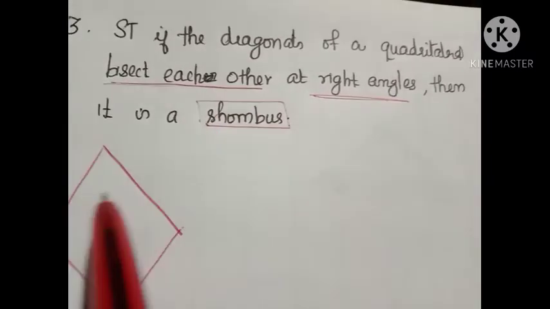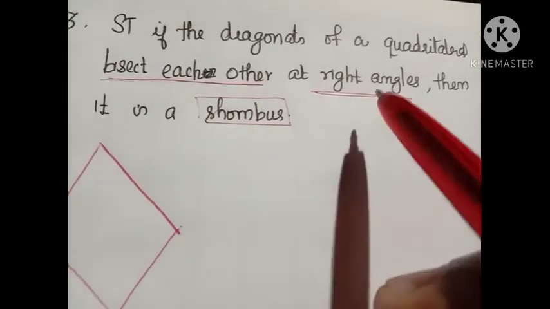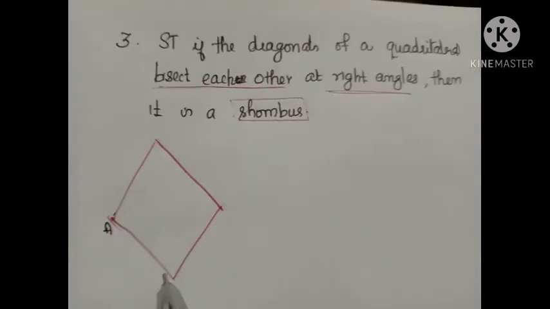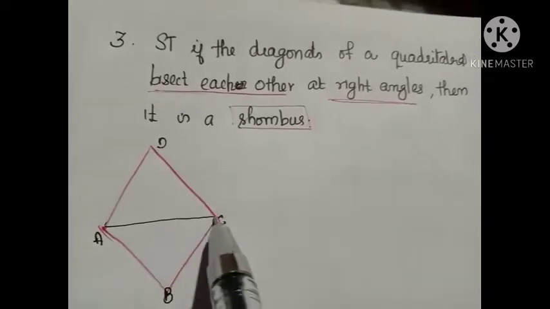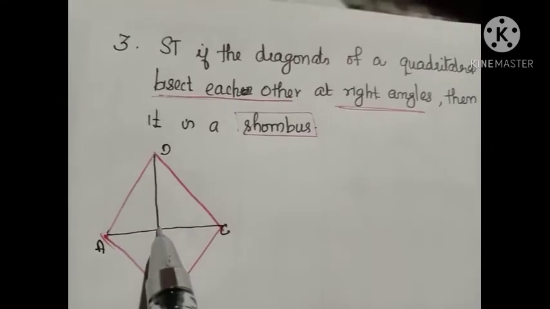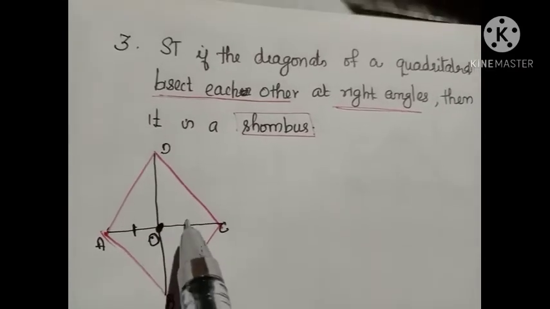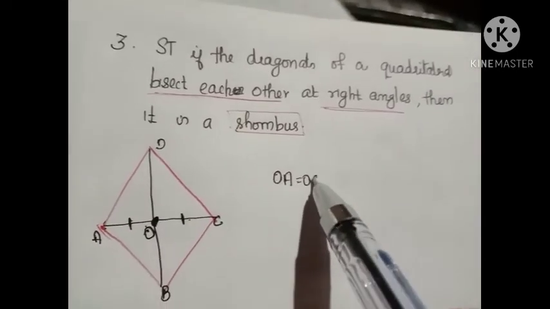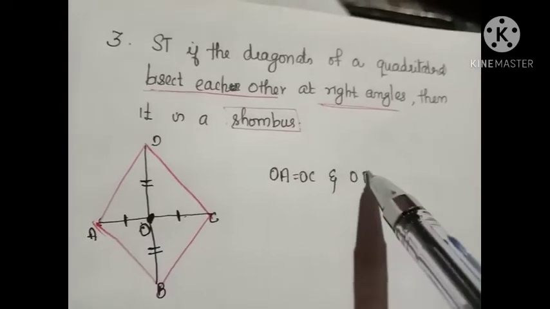We need to prove this quadrilateral is a rhombus. So, bisect each other at right angles. Meaning is that suppose this is the quadrilateral ABCD. Its diagonals are AC and BD. Diagonals bisect each other means, suppose this point is O. Bisect means divided into two equal parts. That is OA equal to OC and OB equal to OD. This is the meaning, bisect each other.